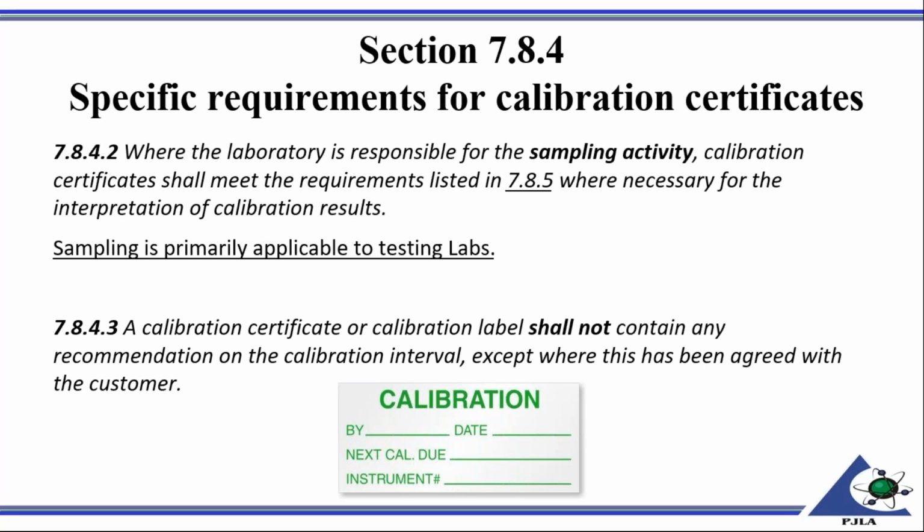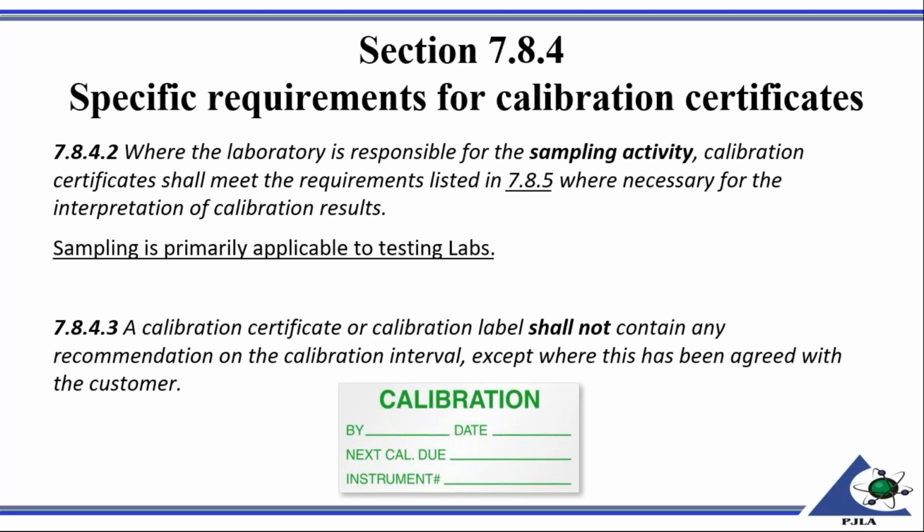Okay, section 7.8.4.3. A calibration certificate or calibration label shall not, and this is one of the few shall nots, contain any recommendation on the calibration interval, except where this has been agreed with the customer. This is one that people very commonly get tagged on during an assessment. You cannot make a recommendation for a calibration interval. One of the more common ones is an annual calibration interval. You can't make a recommendation for that.